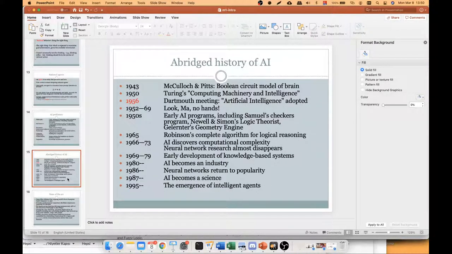In 1965, there were some logical reasoning algorithms by Robinson. And 1966 to 73, there were some computational problems in AI because the hardware was limited. And we need to optimize it for the best performance. So again, we have some difficulties about the hardware.